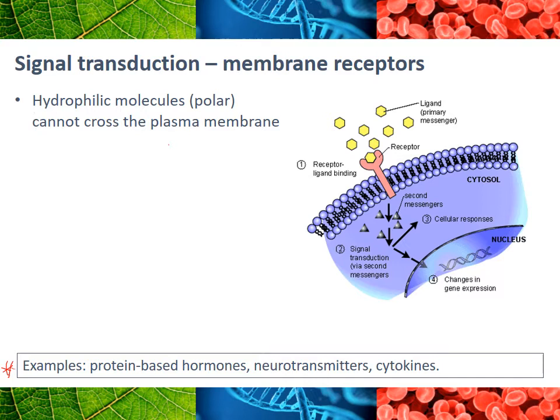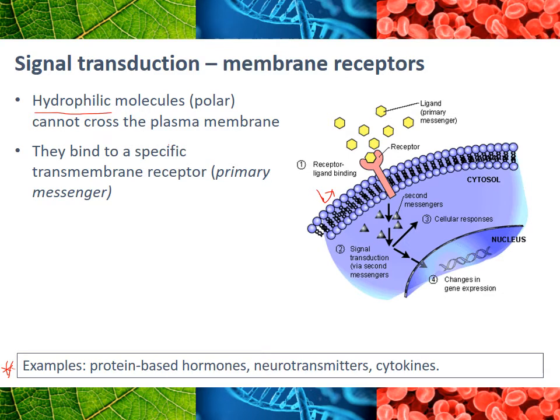Hydrophilic molecules cannot enter the plasma membrane. They are polar, so they can't get through here. So there's no point having a receptor inside the cell if the molecule can't get in there. So they will bind to a specific transmembrane receptor.